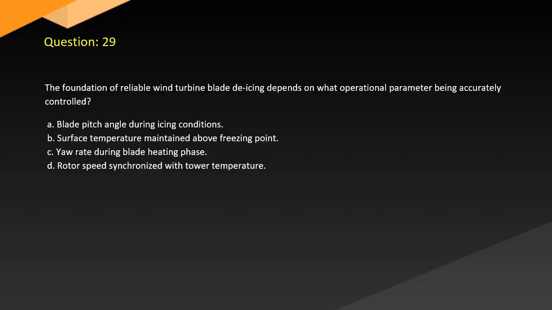Question 29. The foundation of reliable wind turbine blade deicing depends on which operational parameter being accurately controlled? A. Blade pitch angle during icing conditions. B. Surface temperature maintained above freezing point. C. Yaw rate during blade heating phase. D. Rotor speed synchronized with tower temperature.